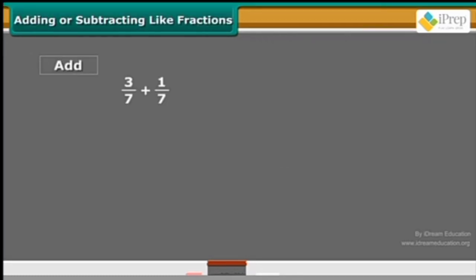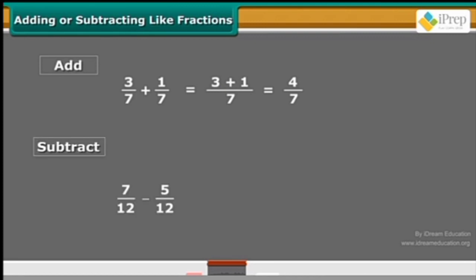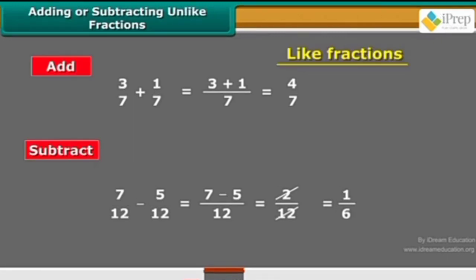The sum of two or more like fractions is obtained in steps. First, we add the numerators. Second, retain the common denominator. And finally, write the fraction including both the results. To get the difference of two like fractions, first we subtract the smaller numerator from the bigger numerator. Second, retain the common denominator. Then write the fraction including both the results, and we subtract the like fractions.